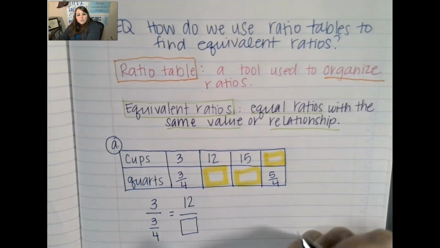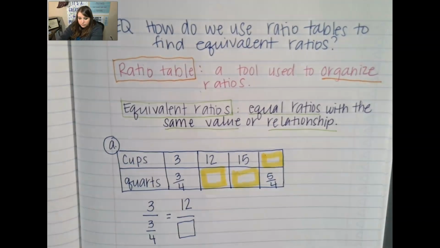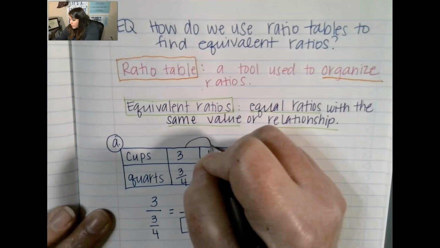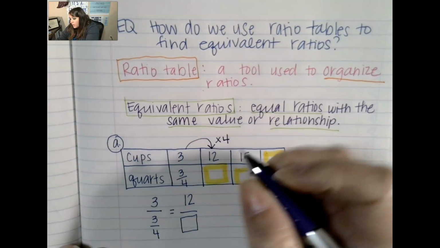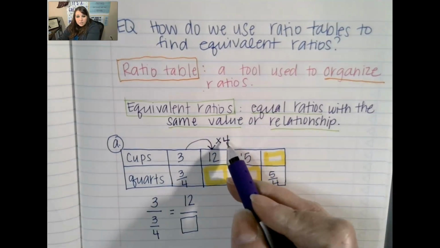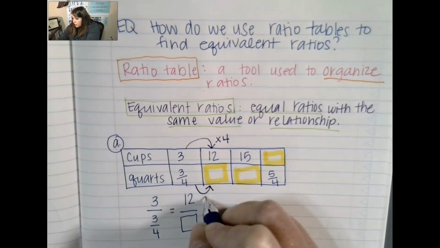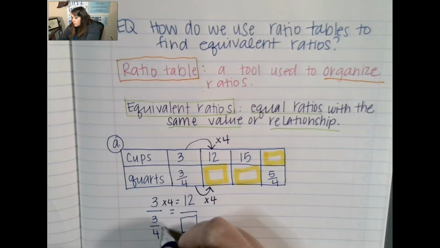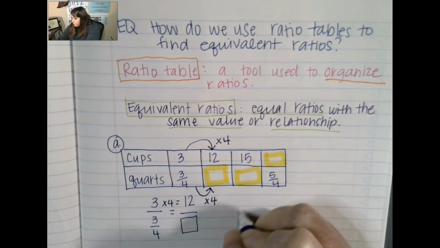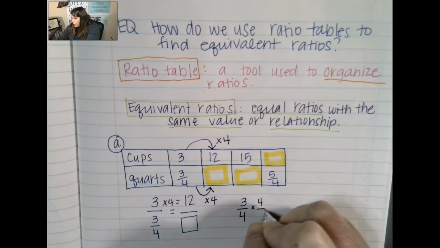So we're going to ask ourselves, how do we get from 3 to 12? How did I move from 3 to 12? What did I do? Well, I multiplied by 4. So the multiplicative relationship here is 4. That means that on the bottom, I need to do the same thing. I'm going to need to multiply by 4. So 3 times 4 equals 12. So I'm going to do the same thing on the bottom. I'm going to take 3 over 4, and I'm just going to multiply that by 4.